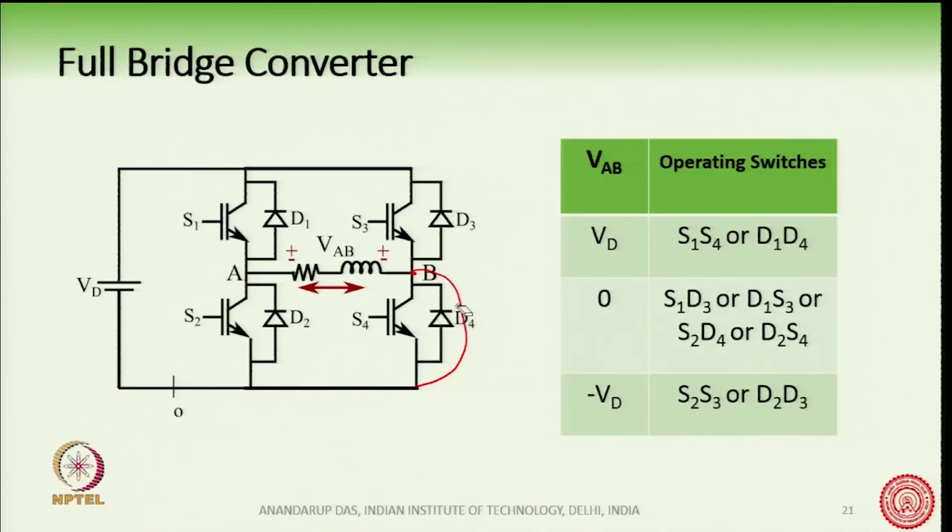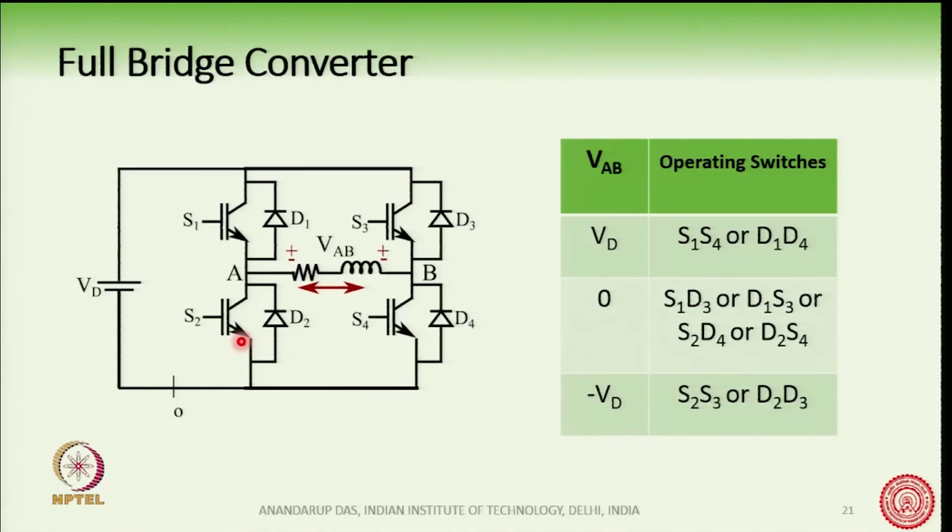Similarly, if I turn on the other two diagonal switches, say S3 and S2, then I can get minus VD across the load.